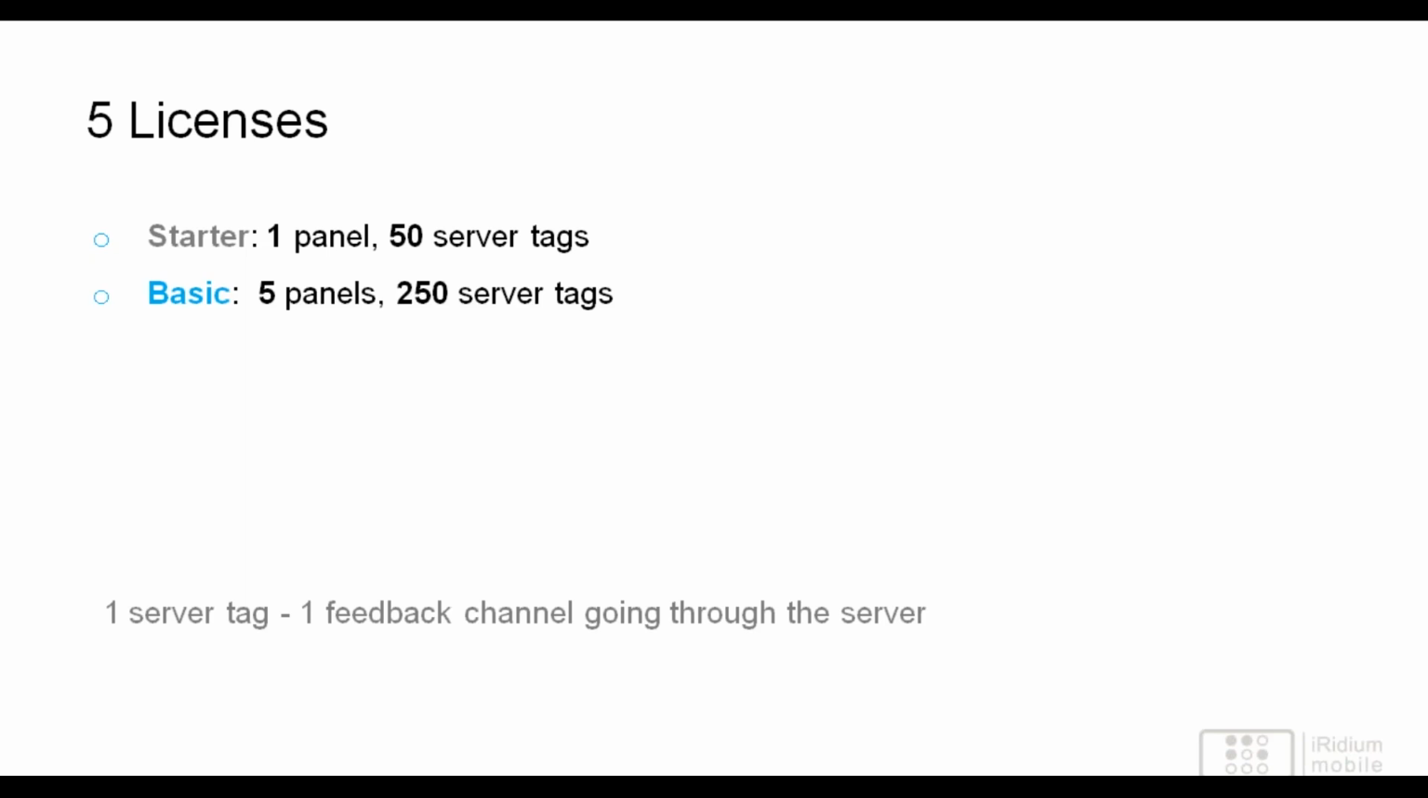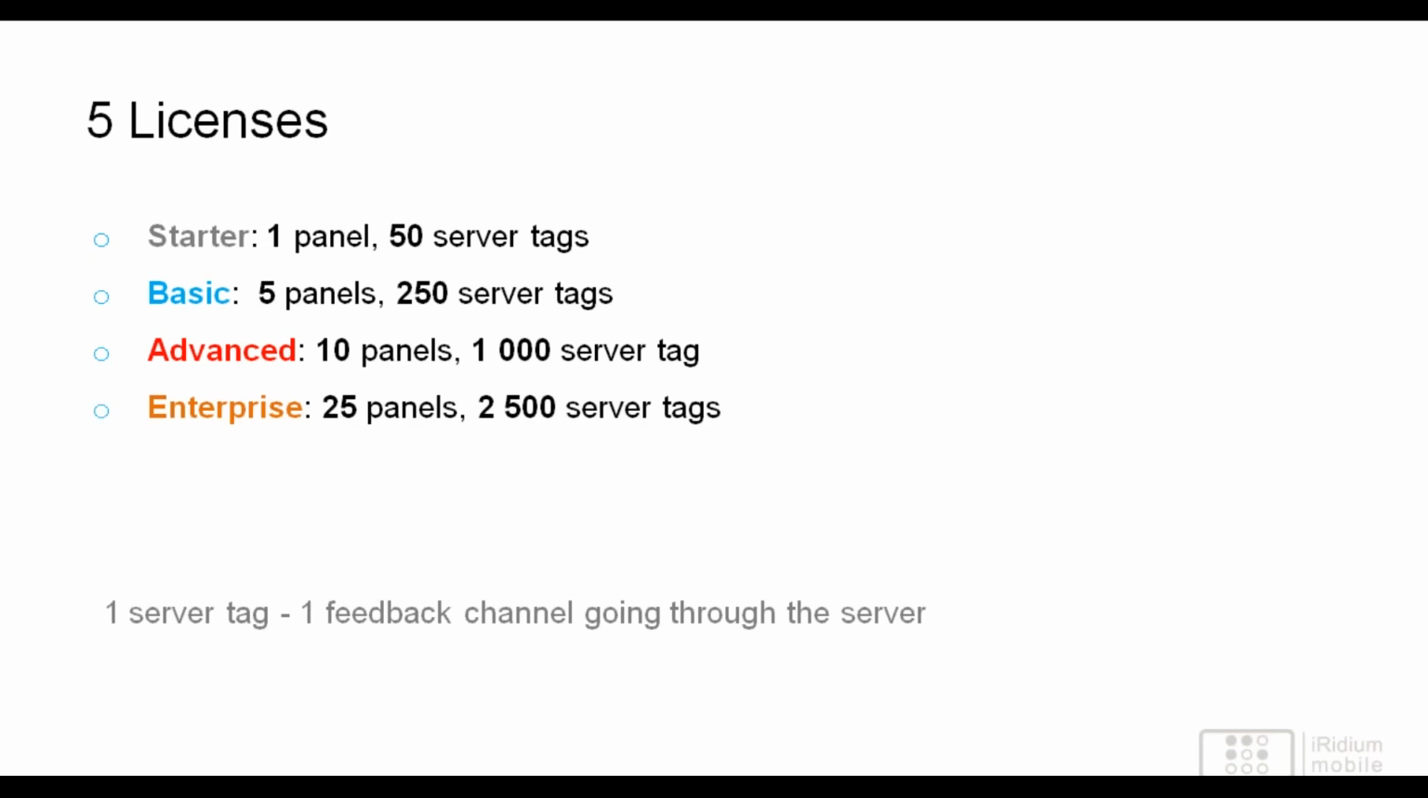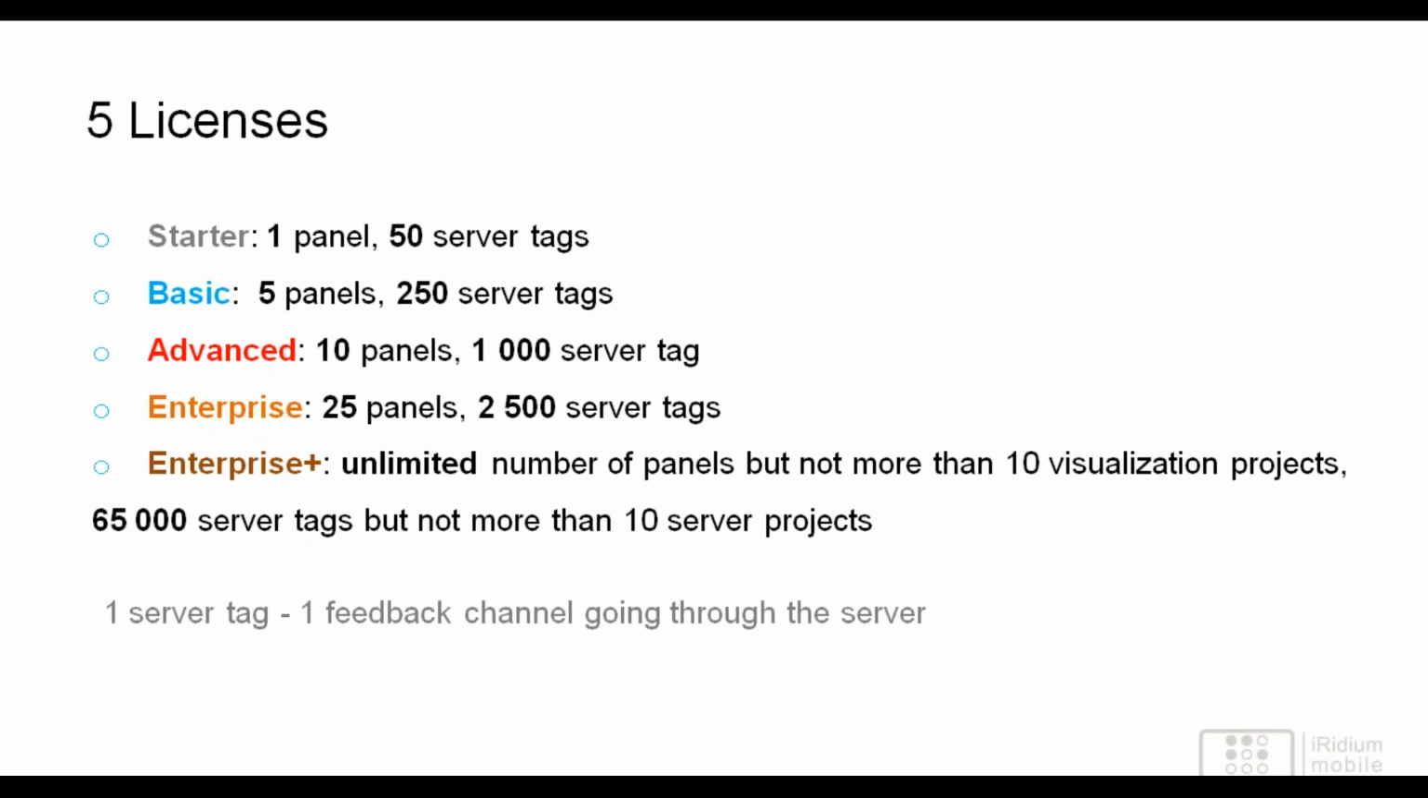Another one is Basic, where you can use up to 5 panels with up to 250 server tags. Another one is Advanced, where the difference is up to 10 panels and 1000 server tags. Enterprise is for a bigger number of control panels and tags. And the biggest one is Enterprise Plus. It is for big smart buildings or intelligent buildings where you have an unlimited number of panels, but you can create up to 10 unique visualization projects, and you are able to use up to 65,000 server tags.